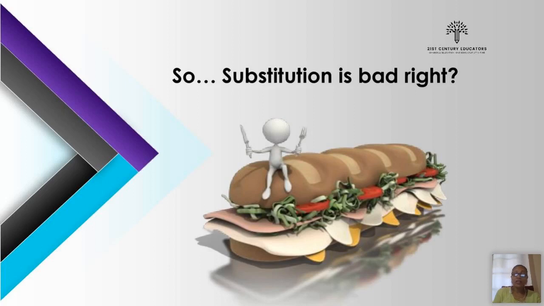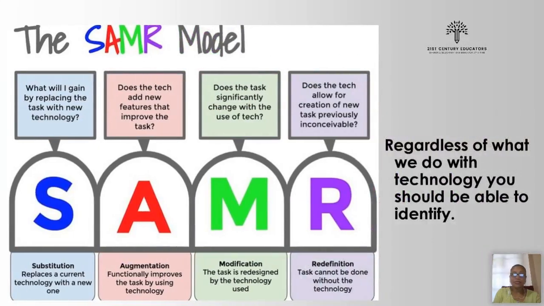And so these questions should help you to be able to determine if you are doing it correctly. When you are looking at substitution, you want to think about what will I gain by replacing the task with new technology? And just sticking to our PowerPoint example, when we convert our lesson from the board to notes, the thing is we don't have to write it over again. It's easier to edit. And it's easier now to take from the substitution level actually to the other levels because you already have your notes.